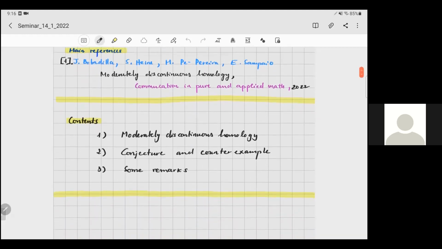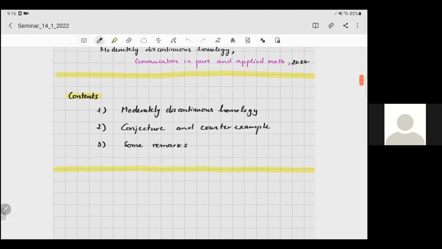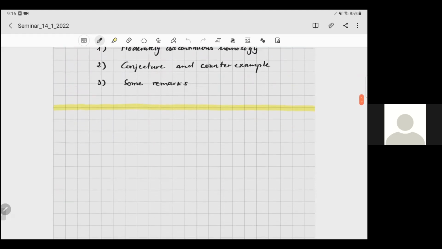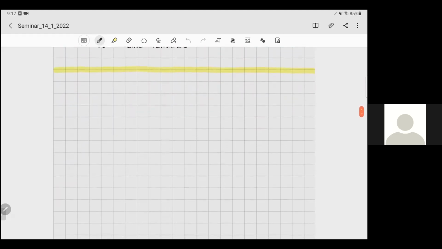The content of my talk includes, first, I will try to help you understand the definition, what is really a moderately discontinuous homology and what it is used for. The second is the conjecture and the counterexample. And the third one, I will give some remarks on this. So let me start with the definition.